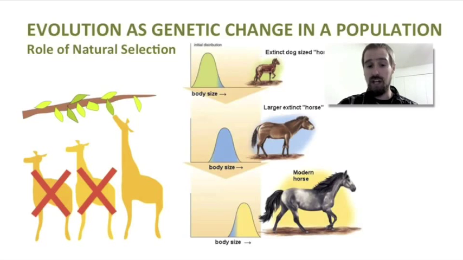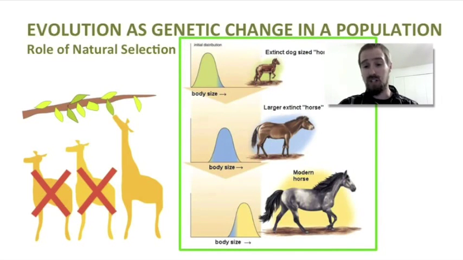Modern horses evolved a larger body size for similar reasons. Naturally bigger individuals were more likely to survive and reproduce, so their genes became more common in the population. An evolutionary push in the direction of a larger body size.